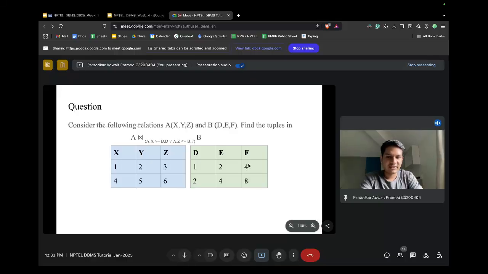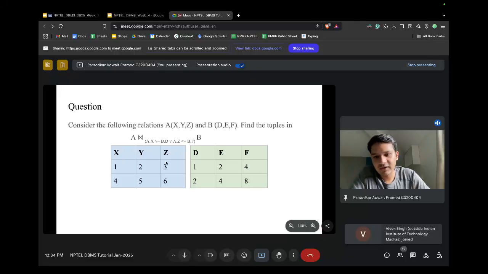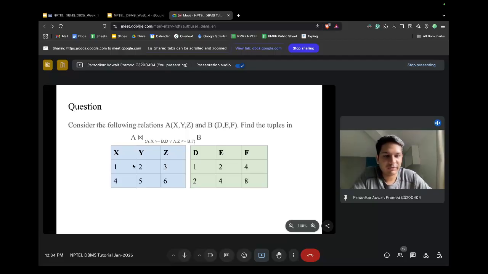Okay, so is there anyone who has an answer to this question? Okay, so let us see how we solve this question. Over here in the question, we are supposed to follow two steps. The first step is to take a join of the two tables and then look at certain conditions that are to be met by each resultant tuple.